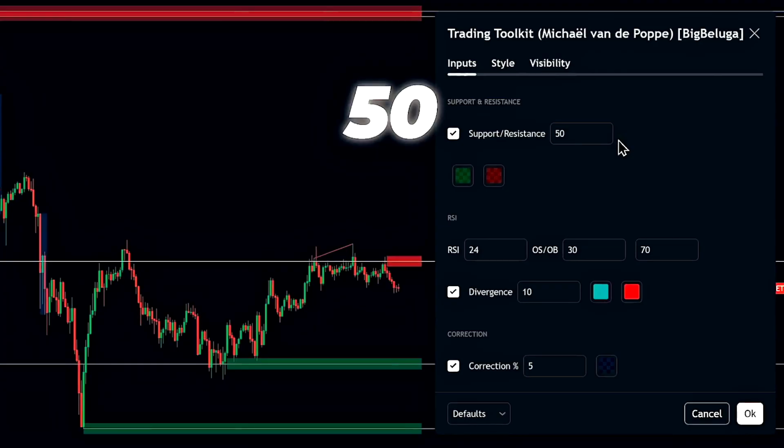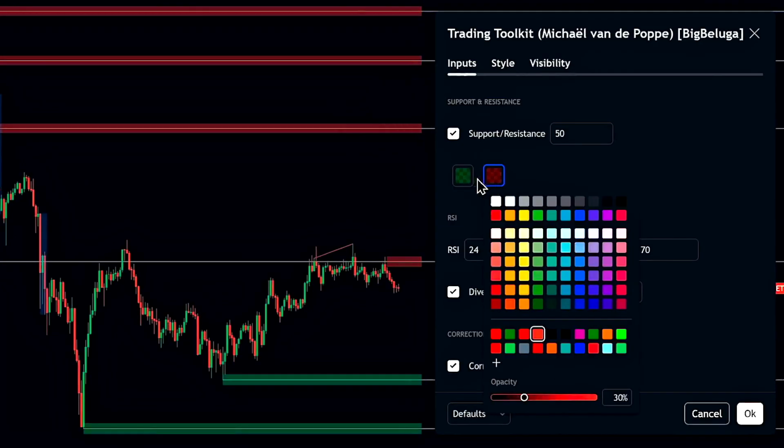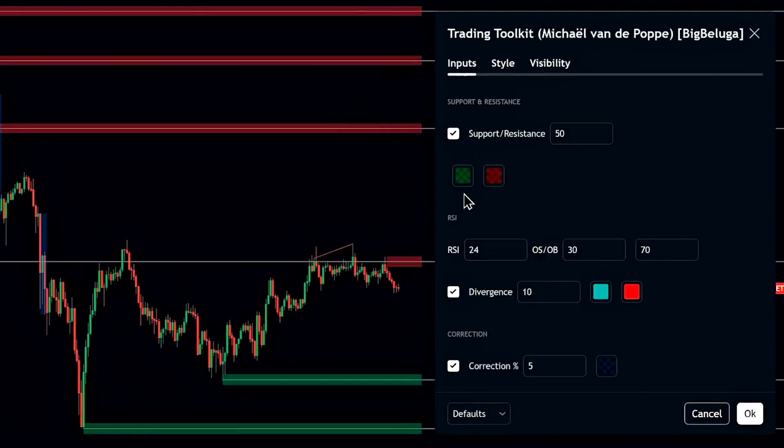You can also mess with the colors of those support and resistance lines. Then there's the RSI settings where you can tweak the RSI length, overbought and oversold levels.